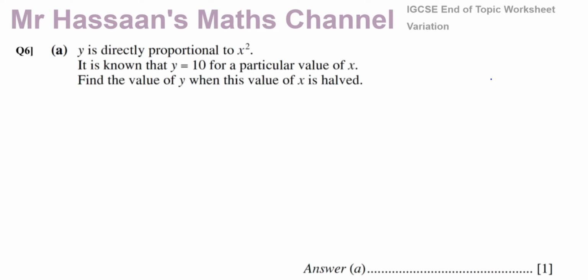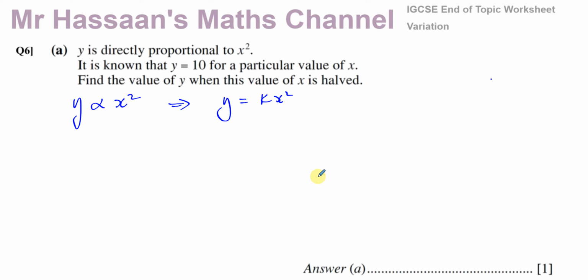This is from the IGCSE end of topic worksheet that I have for my classes, and this question is about proportion, or variation. It states that y is directly proportional to x squared, which means that y is equal to some constant times x squared. It is known that y equals 10 for a particular value of x. Find the value of y when this value of x is halved.